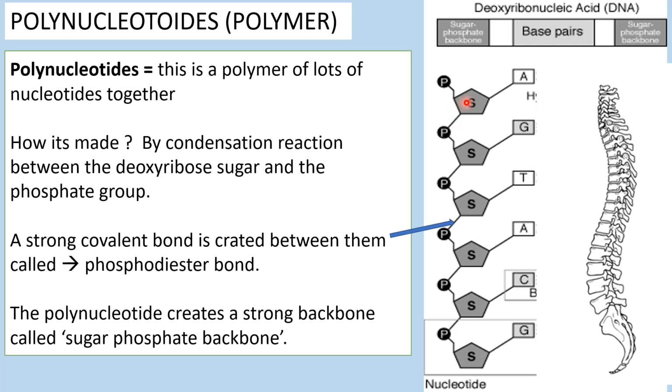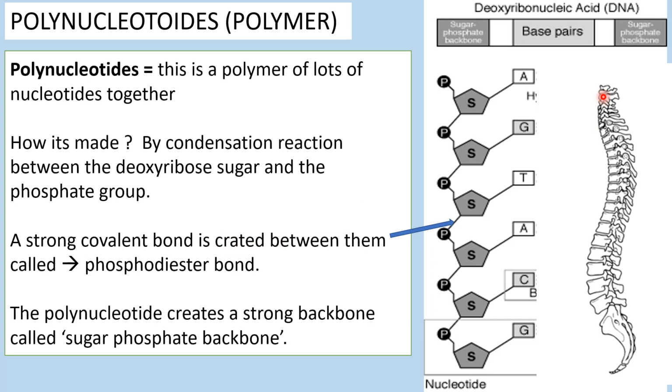As you can see here, this is my polymer. Lots of nucleotides are joined together. And as you can see here, the bond we need to know, memorize this, is between the sugar, pentose sugar, and the phosphate. Sorry, I made a mistake in my spelling here.